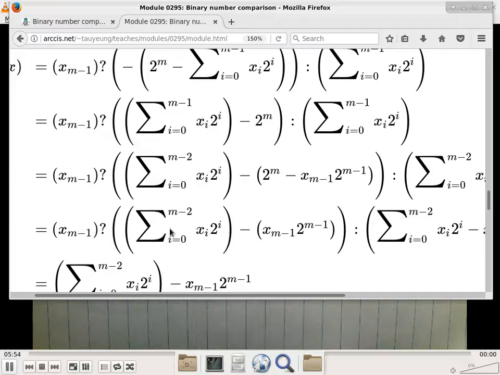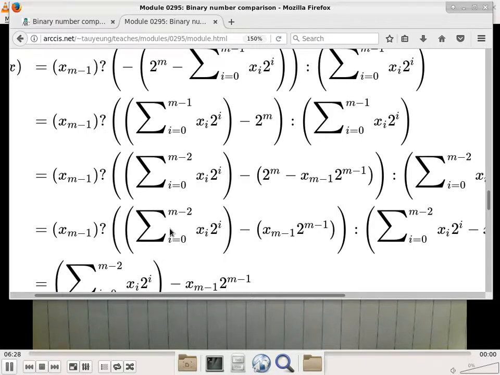Well, I made use of the condition, didn't I? Because by the time I get to the then expression, bit m minus 1 of x is guaranteed to be a 1. Otherwise, I wouldn't be evaluating the then expression, right? So if x subscript m minus 1 is a 1, that means 2 to the power m minus 2 to the power m minus 1. And I just turn it into one single one like that. Is that okay?